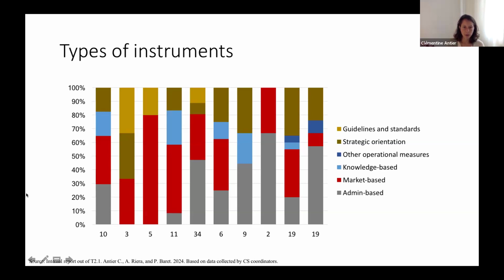On the bottom, you also see the number of instruments that were listed. So it's also important to notice that depending on the case study framing, the number of policies we look at is quite different. It goes up to more than 30 policies influencing the case study, or 2, 3, 6, 9, 10.